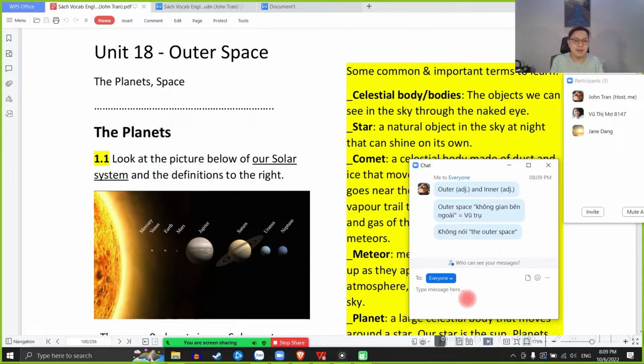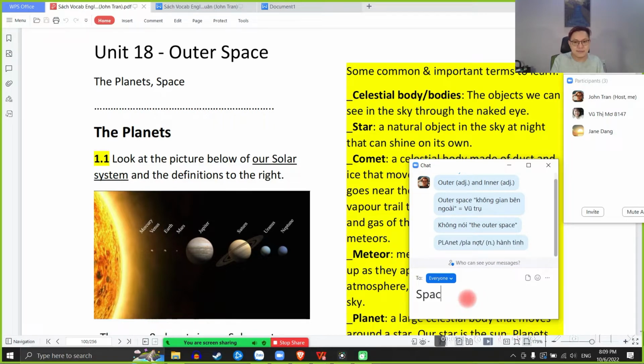So we talk about the planets. Planet. About the planet, hành tinh. And we talk about space. Space, không gian. It can mean không gian. And we have the adjective is spatial. The adjective is spatial, thuộc về không gian.